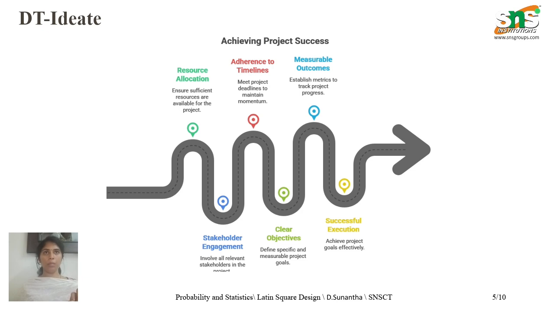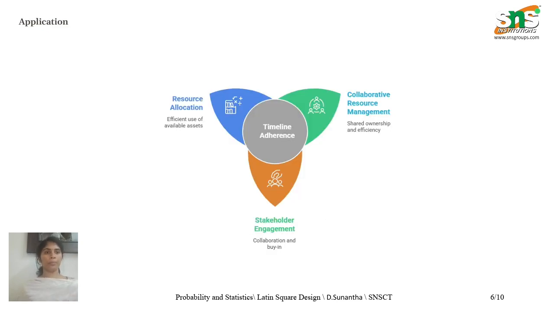Next is a simple example. Let us consider 4 rows and 4 columns. Each fertilizer appears only once in each row and column, so this balances the experiment very effectively. Next is the application part, where we can apply this: in agricultural research, medical industries, educational sectors, stakeholder engagements and so on.